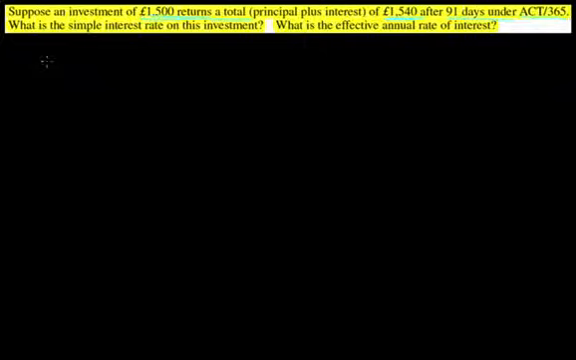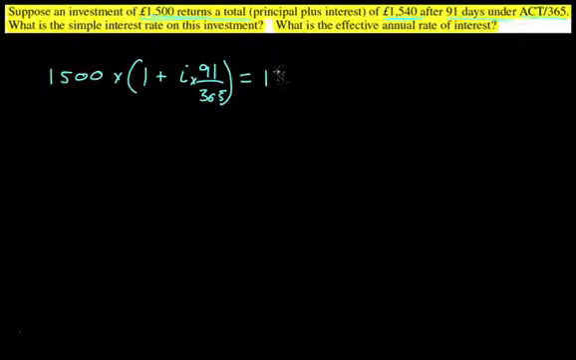So we know that the simple interest rate follows the formula where we start off with some initial amount, we multiply it by 1, so we get itself, and then we add on some interest component times the n, which is a time period, and in this case it's going to be 91 on 365. And that's going to give us some total amount, principal and interest, as the question told us, of 1540. So all we have to do is solve for I, very straightforward. It's 1540 divided by 1500.